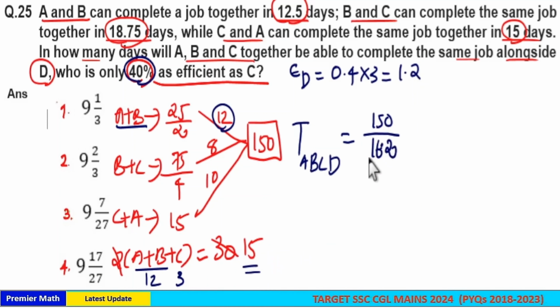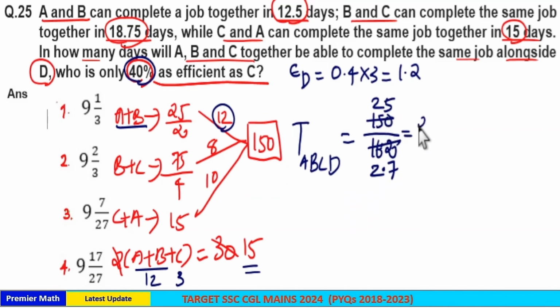Now, 6 goes 2 times in 12, remaining 4. So, 6 goes 7 times in 42. 6 goes 2 times in 12, 5 times in 30. So, 2.5 by 2.7 means 250 divided by 27. 27 goes 10 times in 270. So, 9 times in 250.